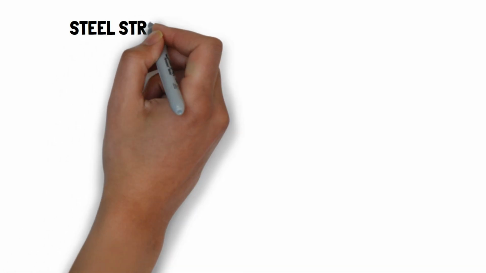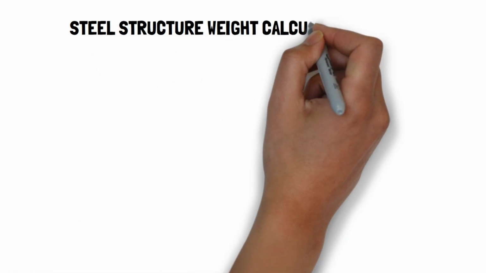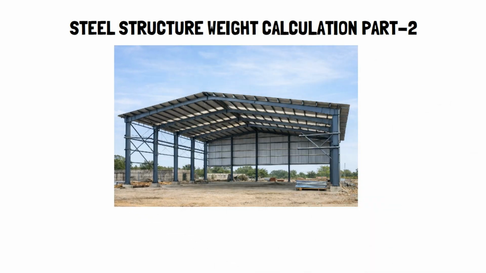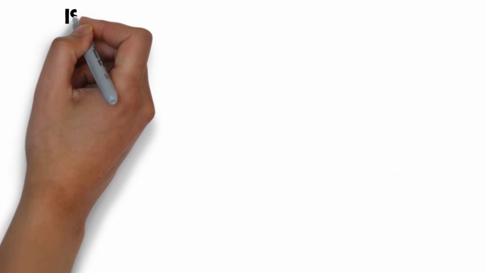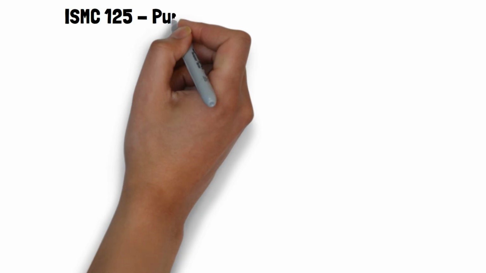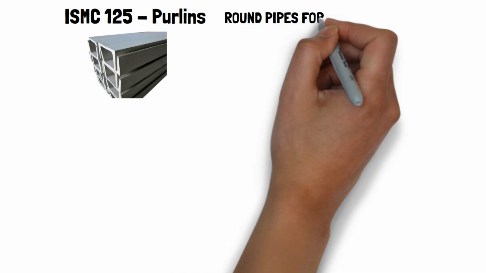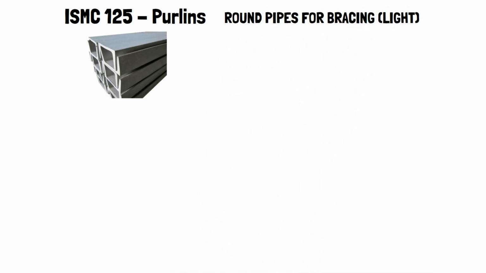In this video we are going to learn about how to calculate the weight of steel channels and bracing pipes. ISMC channel 125 is used for purlins and round pipes for bracings. So let's find out the quantity required for the above structure.